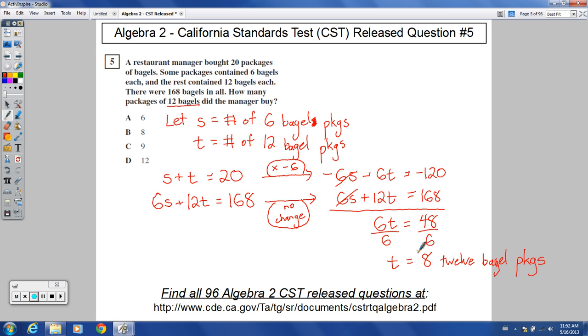So I've got 8 of those. Could we solve for the number of 6 bagel packages from here? Certainly. We could plug 8 back into this equation right here. Would probably be the easiest. We'd have S plus 8 equals 20, and you could subtract 8 from both sides, and then S would be 12. And if I had 12 of the 6 bagel packages, that would be 12 times 6, 72. And I've got 8 times 12. I'm doing that down here. So 6 times 12, 72, and then 12 times 8, 72.